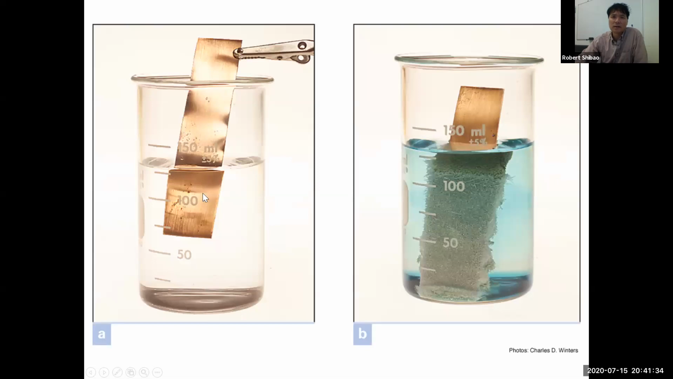This will be an example here: copper dipped in silver nitrate. This fuzz on here are silver crystals. Copper is being eaten away. When copper 2 ions are dissolved in water, it makes a blue color like this.